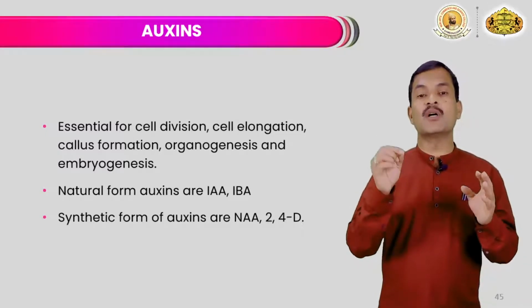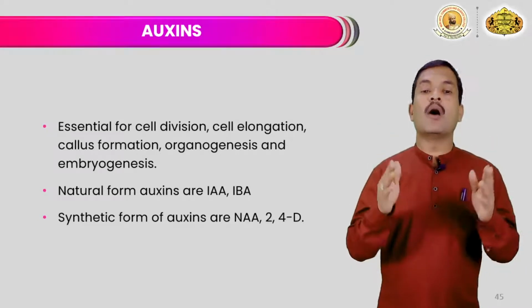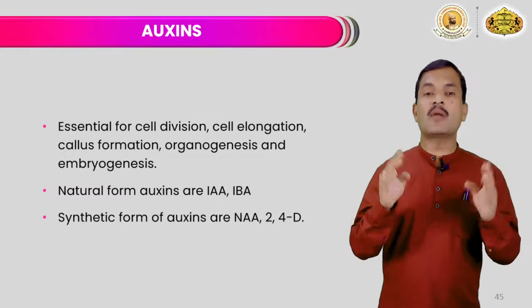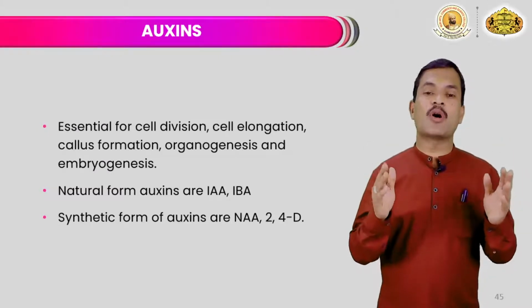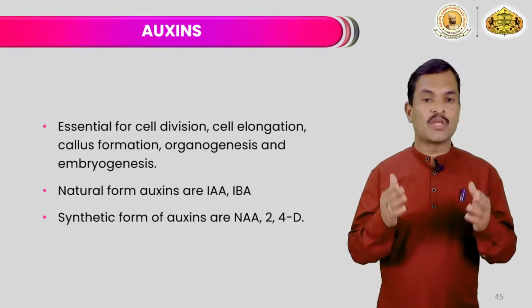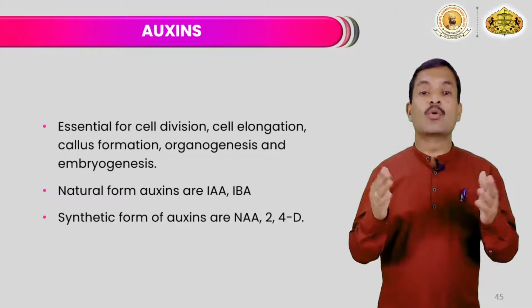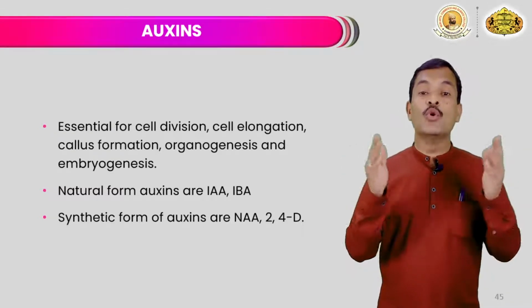Somatic cell embryogenesis development will be induced by this auxin, and because of that, natural forms of auxin like IAA or synthetic forms of auxin like NAA or 2,4-D are used in our media. They play a very key role in growth and development, and because of that we need to use them in various concentrations.